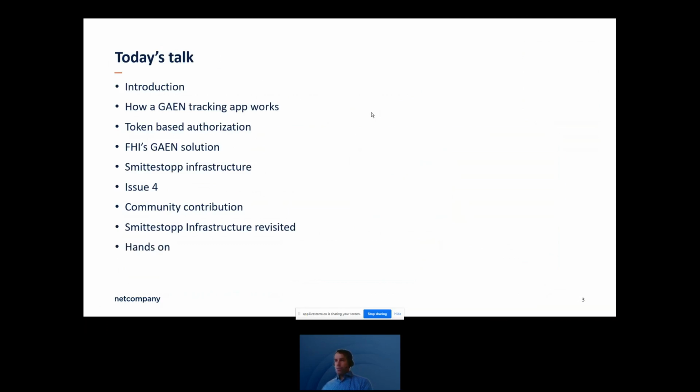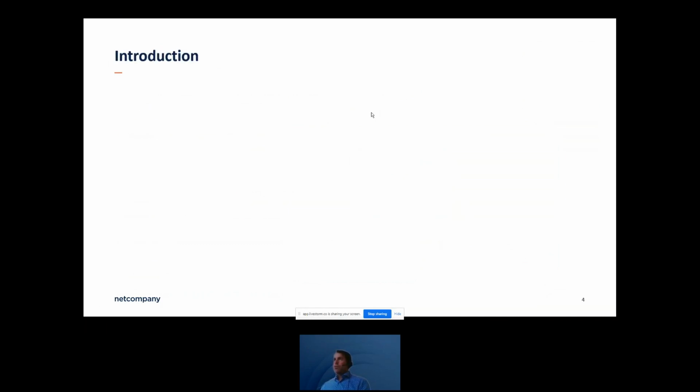Then we'll have a brief hands-on session. I will show you how you can set up a backend that issues anonymous tokens, and then how you can use it in another backend that accepts it. We'll be using Postman to post the request with the anonymous token. And then short questions.